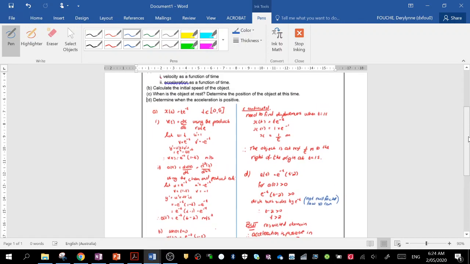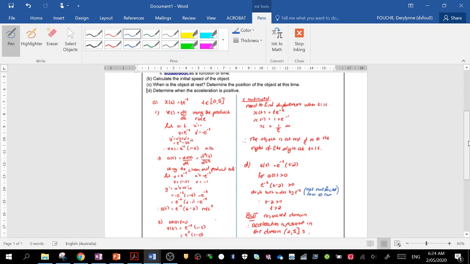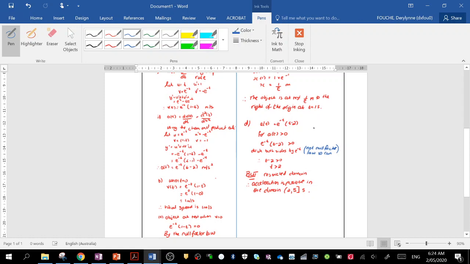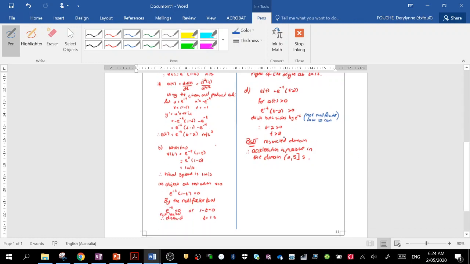Okay. Next one says determine when the acceleration is positive. I have an acceleration equation, my second derivative, and I'm looking for when it's greater than 0. And I've got this e to the negative t multiplied by t take 2 is greater than 0. And with the greater than or less than sign, our null factor law doesn't apply. So we can divide both sides by e to the negative t. And I find that for t greater than 2, my acceleration will be positive.